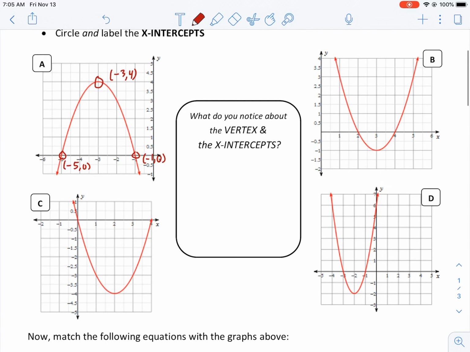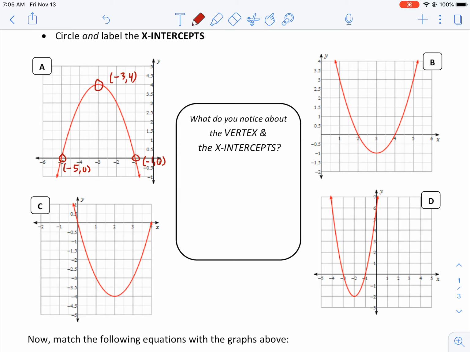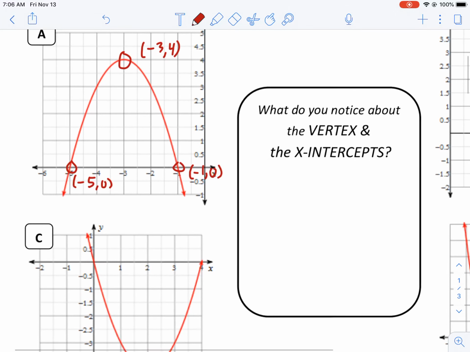And you're going to do this 4 times. I encourage you to do the other 3, B, C, and D, on your own, and then see what you notice about the vertex and x-intercepts. You can go ahead and do that now. I'm just going to tell you now, hopefully maybe you found out.